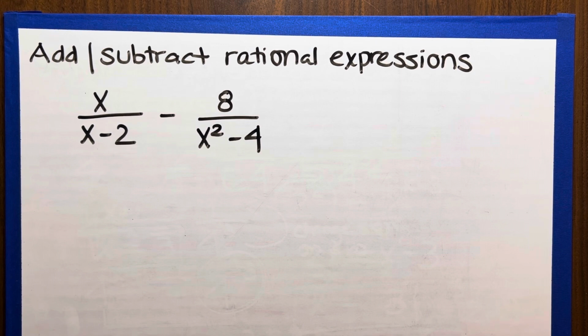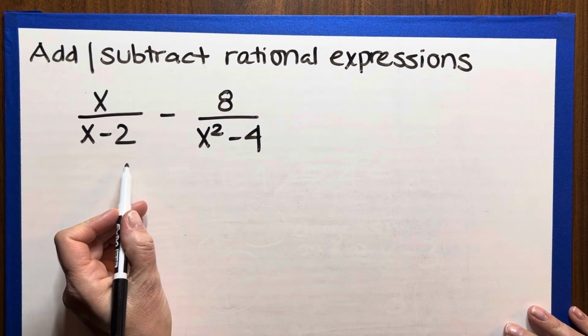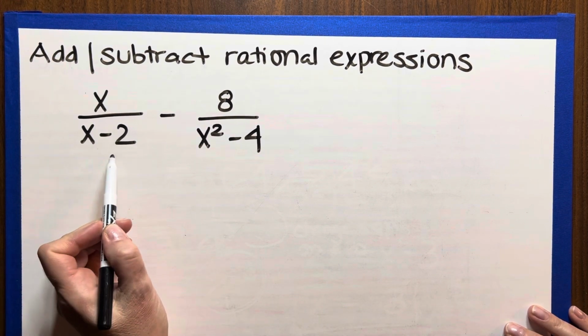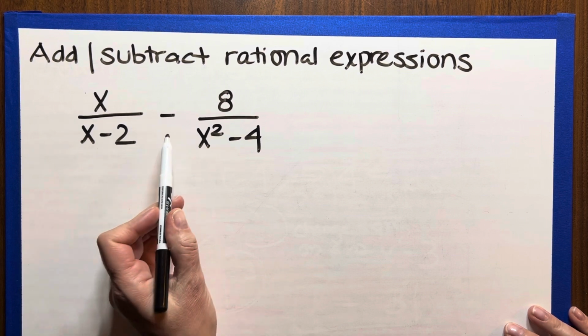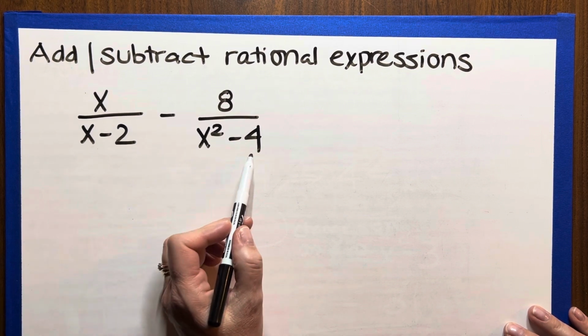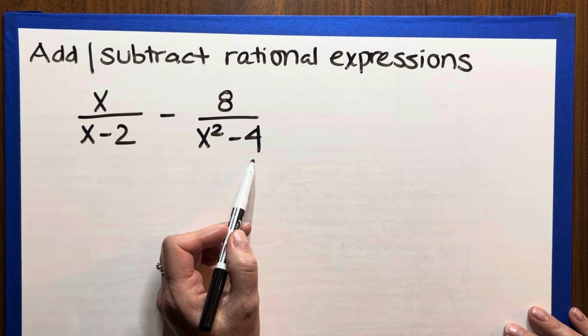Today's topic is how to add and subtract rational expressions. And here's our problem today. x over x minus 2 take away 8 over x squared minus 4.